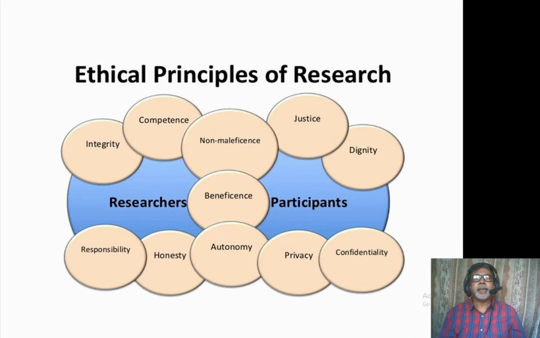So this is a figure that gives you the part that is played by the researchers. That means the researchers should have integrity, competence, responsibility, honesty, and the participants who are taking part in this research should get the justice, should have the dignity. You have to protect the privacy and confidentiality, and all will lead to this one: non-maleficence, beneficence, and autonomy. So all these principles now can be shown beautifully in this type of figure, where the researchers and the research participants are clubbed together to constitute the entirety of ethical principles of research.